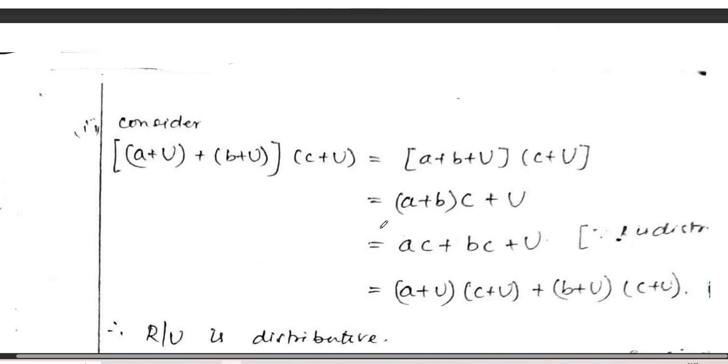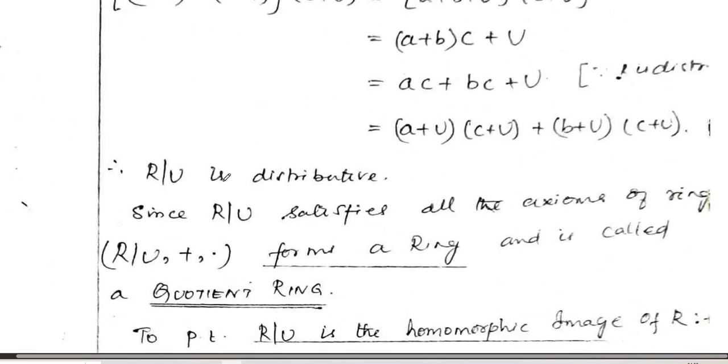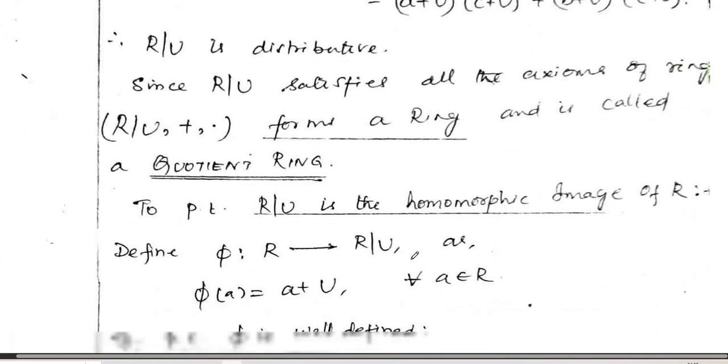In the same way you have the other distributive law, and it can be established. So if time doesn't permit, you can write one of the two and say similarly the other one can be established. So because all the 8 axioms for this to be a ring are true, we conclude that R mod U is a ring that's called a quotient ring.